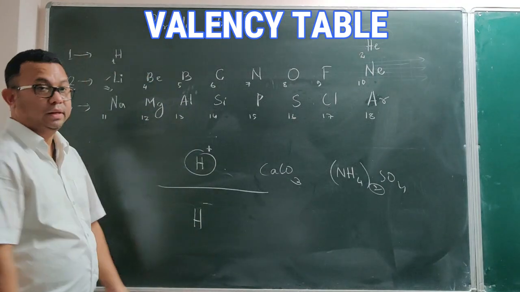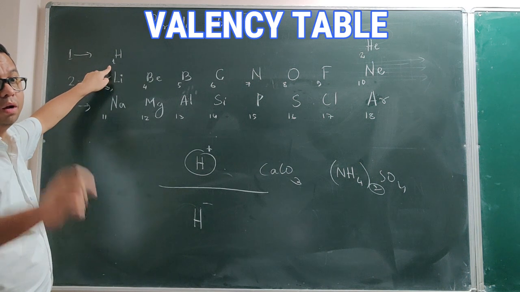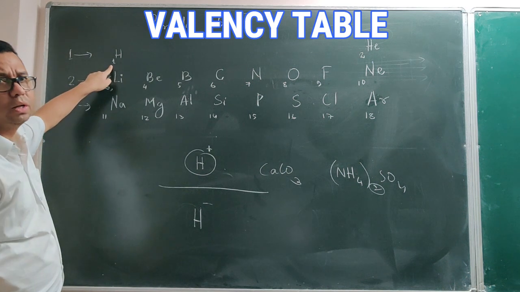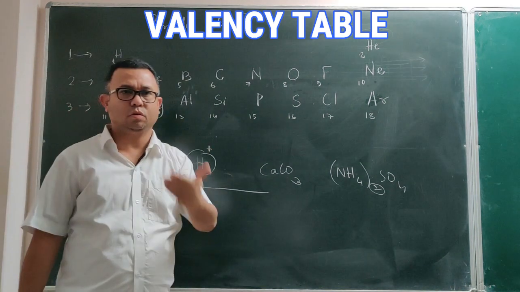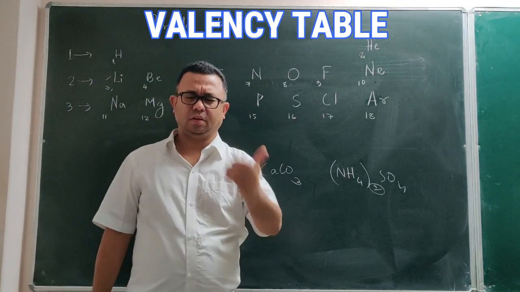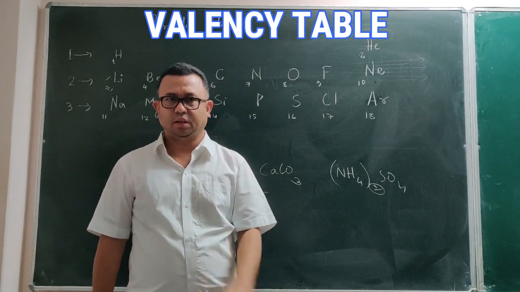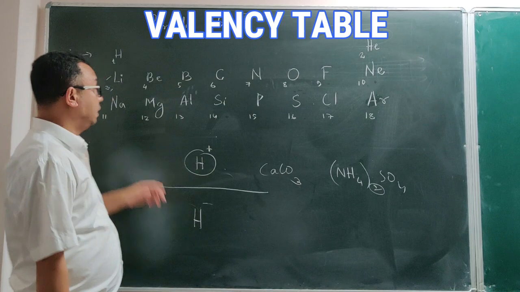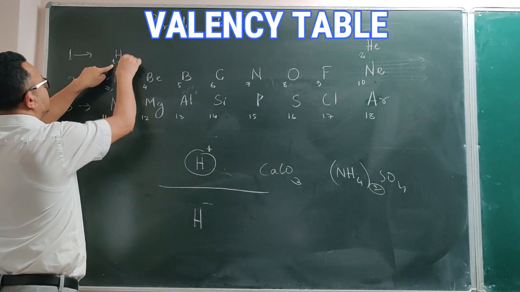Now, if that is so, then hydrogen, valency 1. How do you know? Yes, look at the electronic configuration. It is 1, since the outermost shell has 1. Don't forget the valency table as well as your electronic configuration in the atomic structure chapter. I think you have done it in class 9, class 8 also. So now atomic number is 1 means electronic configuration is also 1.